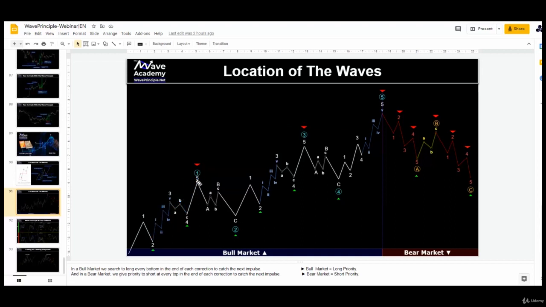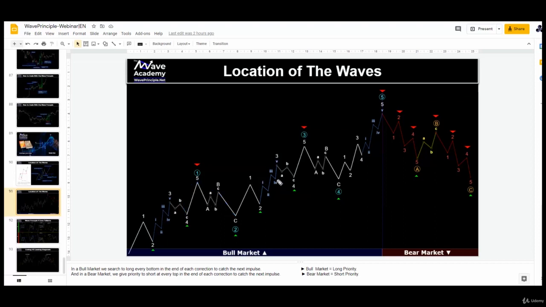The same goes for wave B inside of ABC. That means that this can be a leading diagonal, and this can be another leading diagonal, but then a B and C, making a flat inside a zigzag. It can also be a triangle inside a zigzag, and it can also be just a flat. That's important because B is always corrective. A and C look impulsive, but they are smaller and shorter than the wave that happened before.